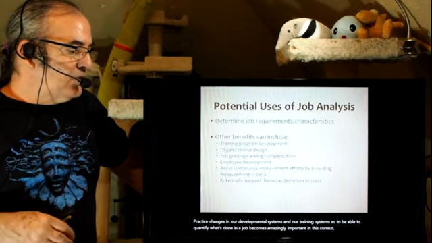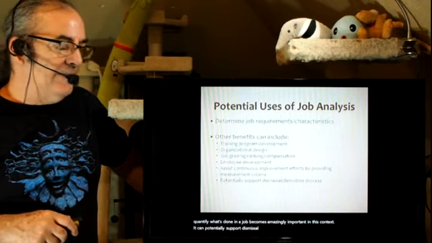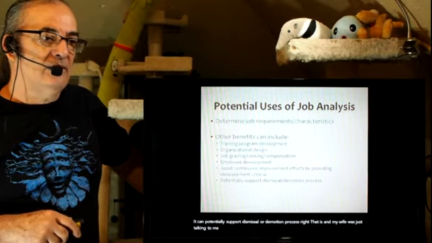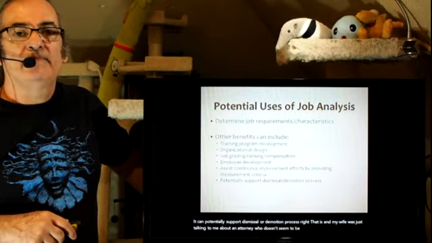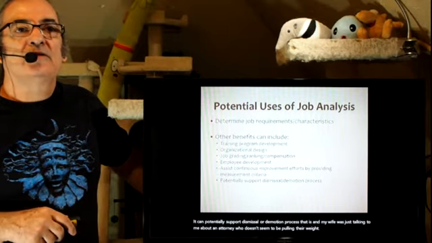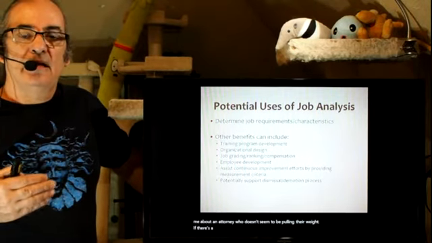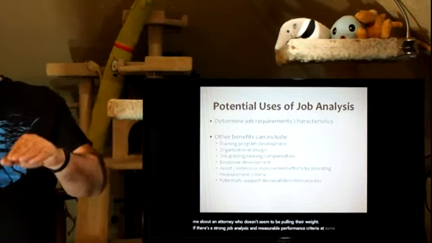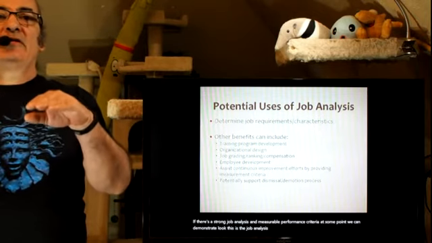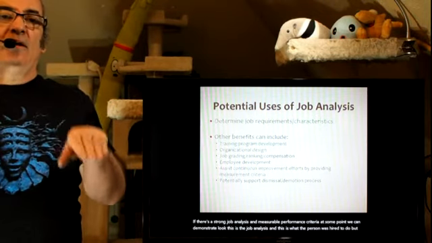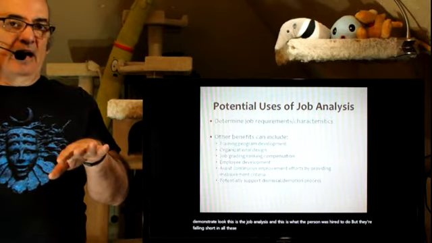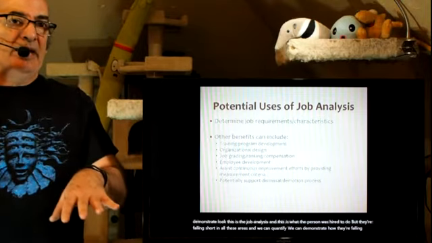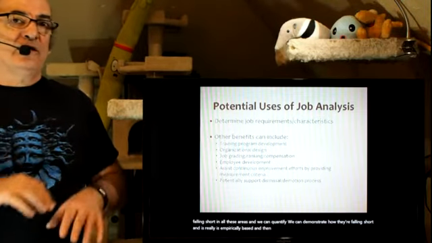It can potentially support a dismissal or demotion process, right? My wife was just talking to me about an attorney who doesn't seem to be pulling their weight. If there's a strong job analysis and measurable performance criteria, at some point we can demonstrate, look, this is the job analysis and this is what the person was hired to do, but they're falling short in all these areas. We can quantify and demonstrate how they're falling short, and it really is empirically based. And then this justifies a dismissal process.